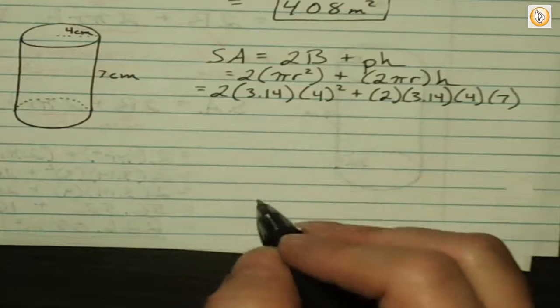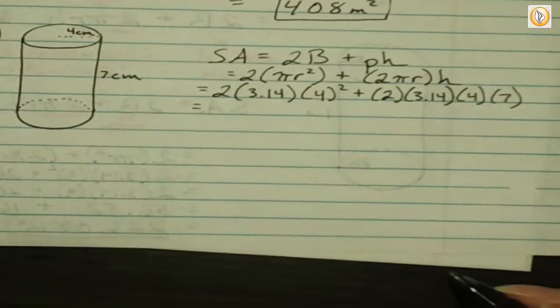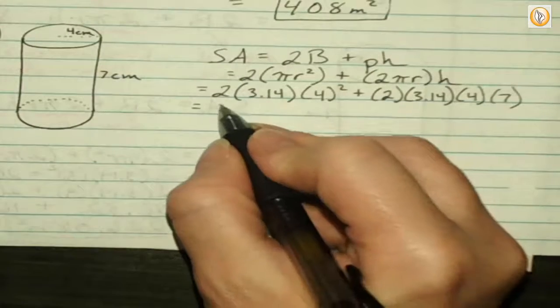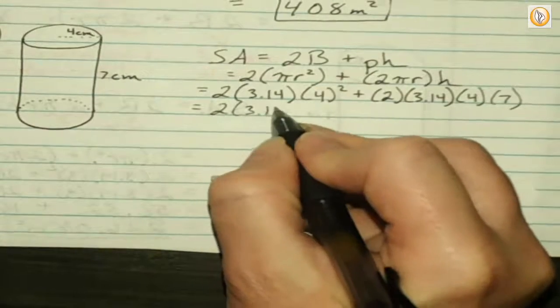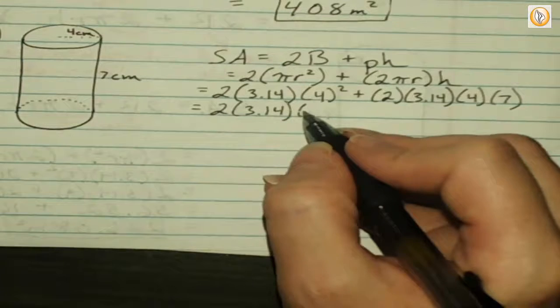So, with your trusty little calculators, figure it up. Make sure you do the exponent first. Is it 276.32? No. Go outside.